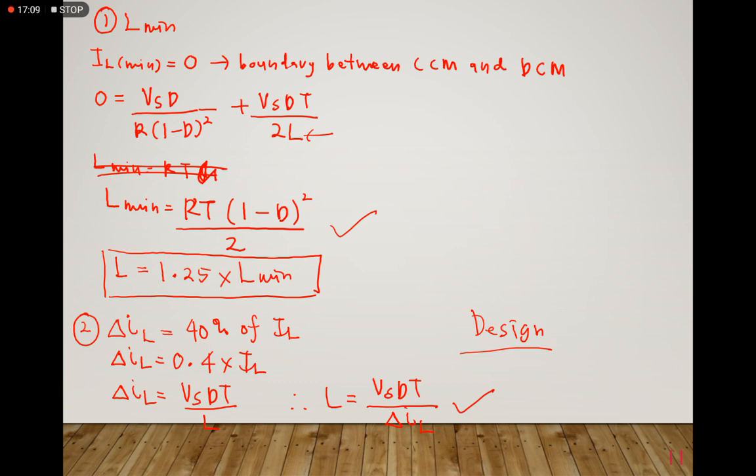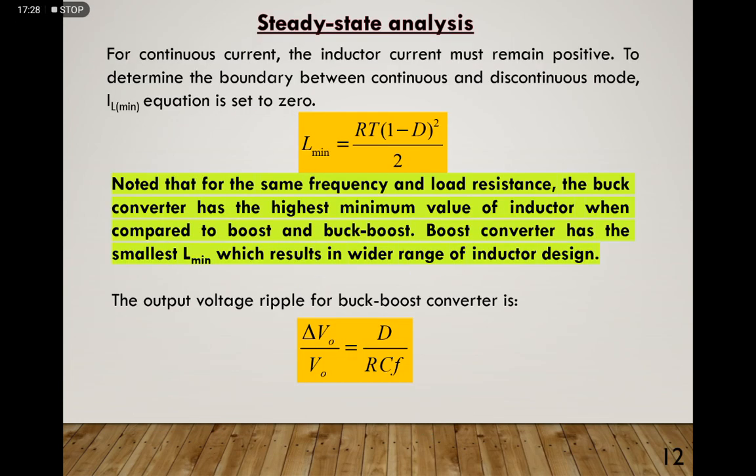But if the marks portion is quite big, it's better to be safe. It's better for you to include both design approaches, using the L min equation and using the delta IL equation.